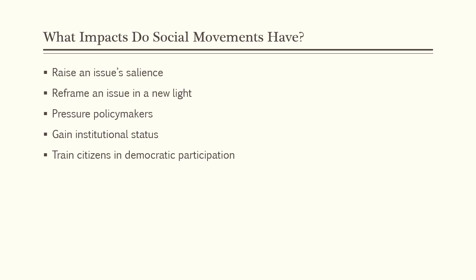Another impact of social movements is that successful ones tend to gain institutional status. This means they are given some type of formal structure within government to pursue and protect the movement's objectives. For example, one impact the environmental movement had was to move Congress to create an environmental protection agency to carry out government policies to protect the environment.